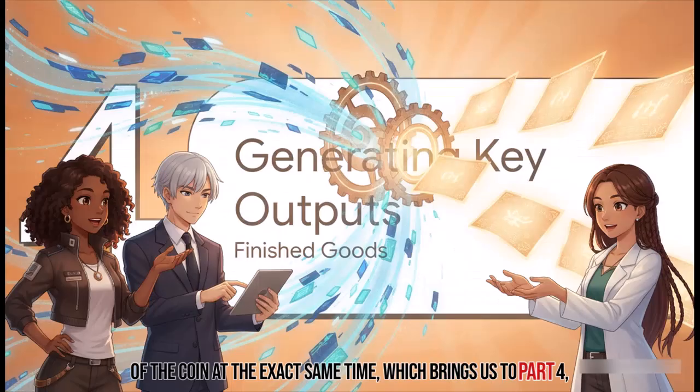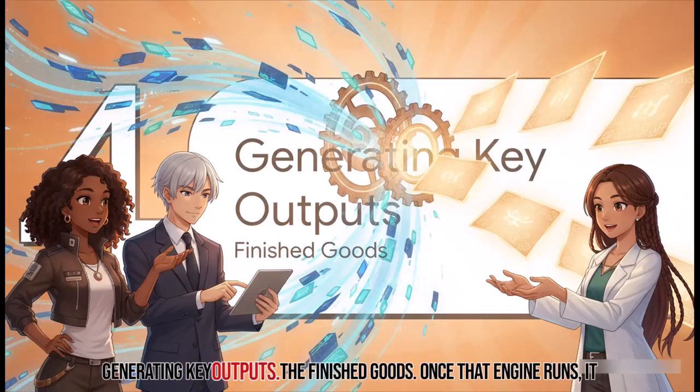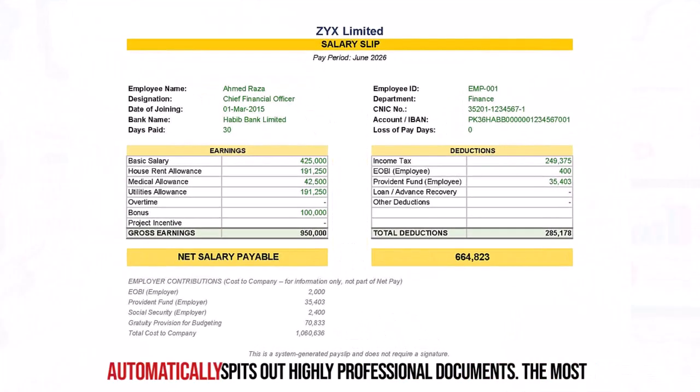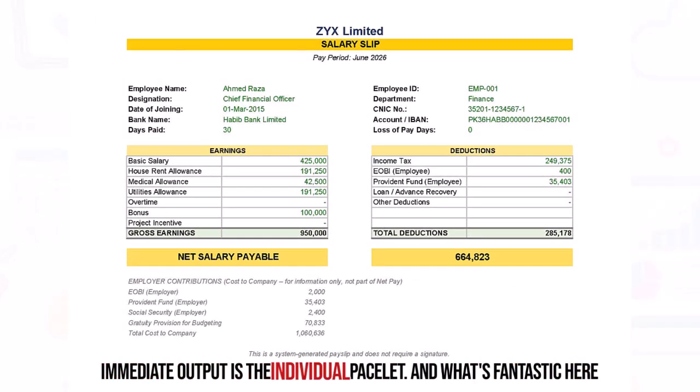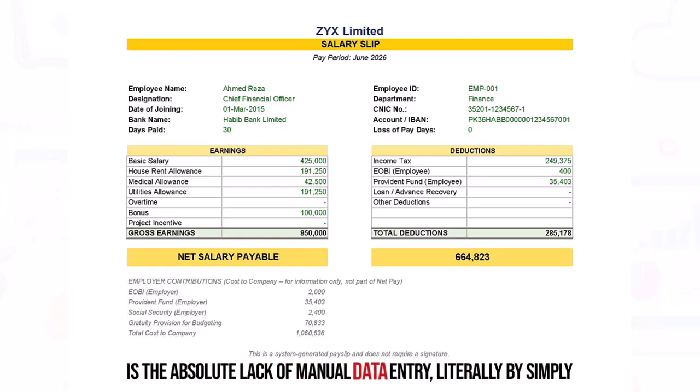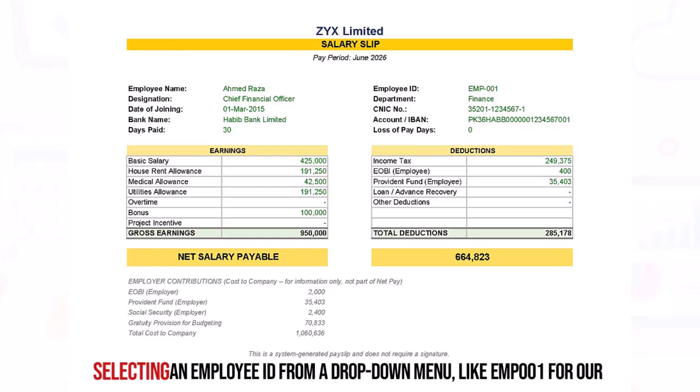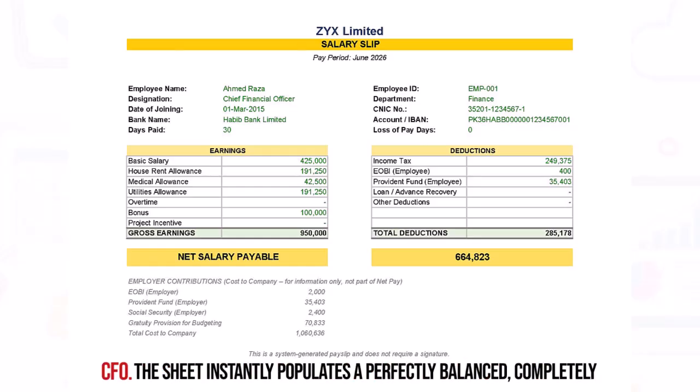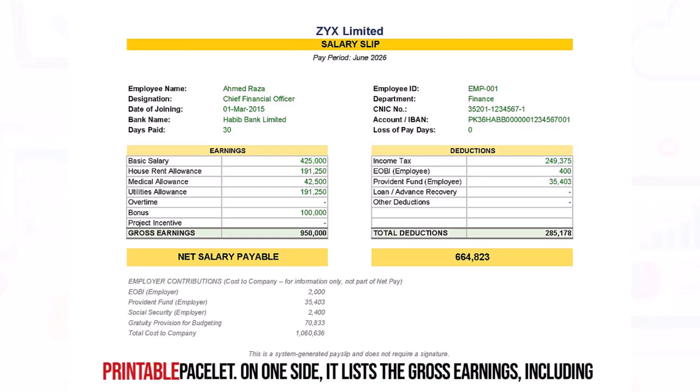Which brings us to Part 4, generating key outputs, the finished goods. Once that engine runs, it automatically spits out highly professional documents. The most immediate output is the individual payslip. And what's fantastic here is the absolute lack of manual data entry. Literally, by simply selecting an employee ID from a drop-down menu, like EMP001 for our CFO, the sheet instantly populates a perfectly balanced, completely printable payslip.